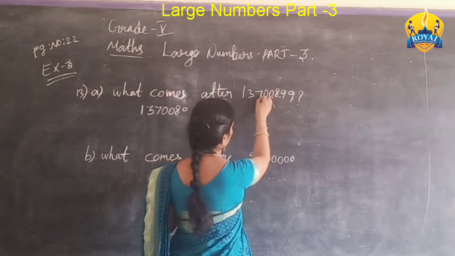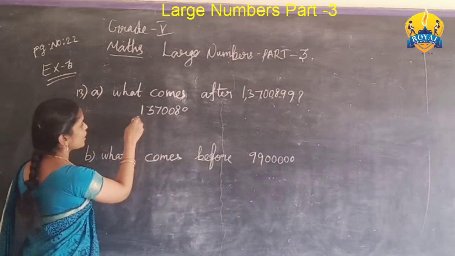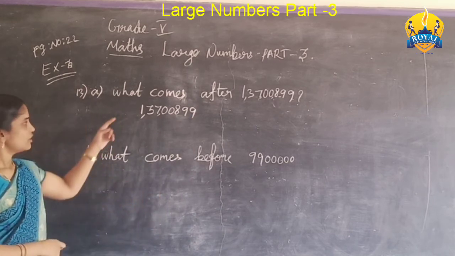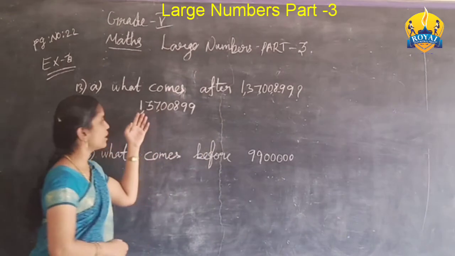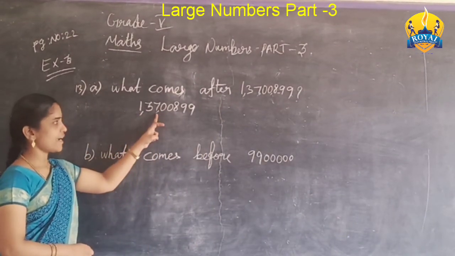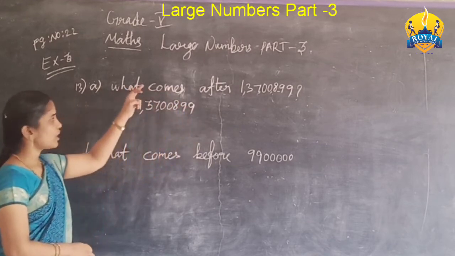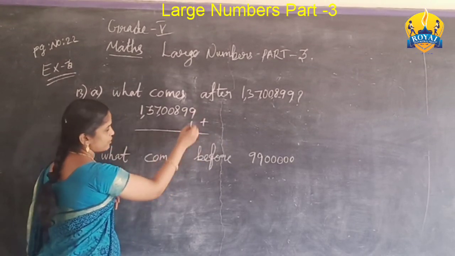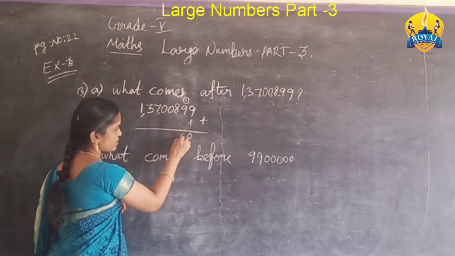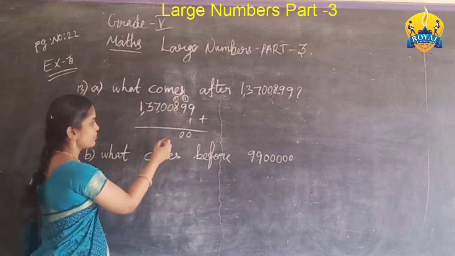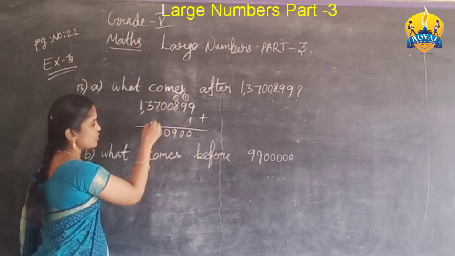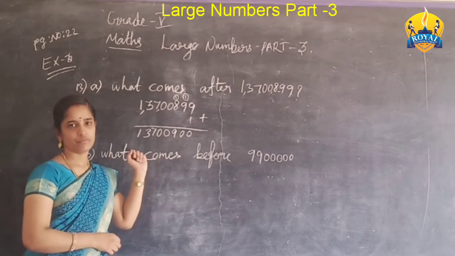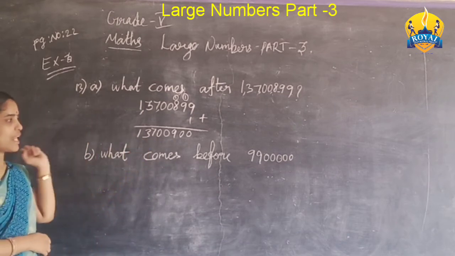Look here, by using commas first. So what is the number? 1 crore, 37 lakh and 899. Okay, look here. This is by using commas first, and we read it as 1 crore 37 lakh 899. Okay, so what comes after this number? So we add 1 to this number. So 9 plus 1 is 10, and remaining 1, and 9 plus 1 is 10, and remaining 1, 8 plus 1, okay, 9. And 00731. So that is 1 crore 37 lakh 900. We get the answer: 1 crore 37 lakh 900.